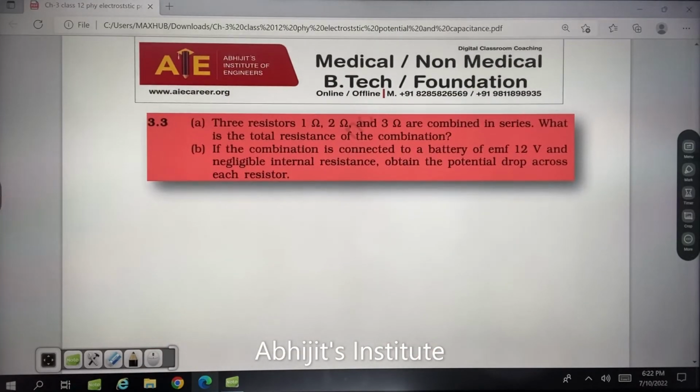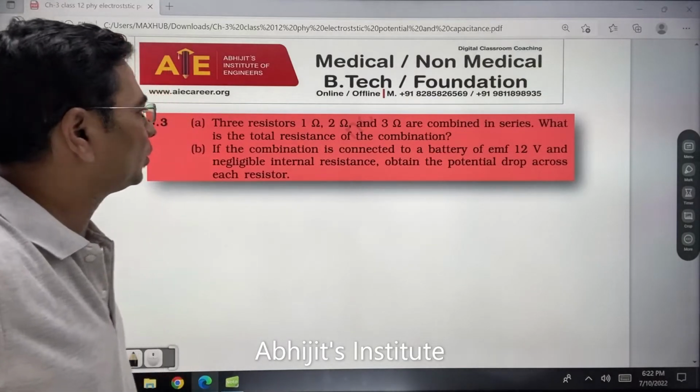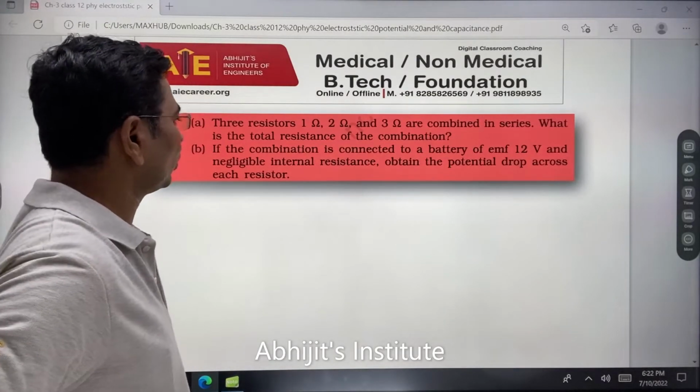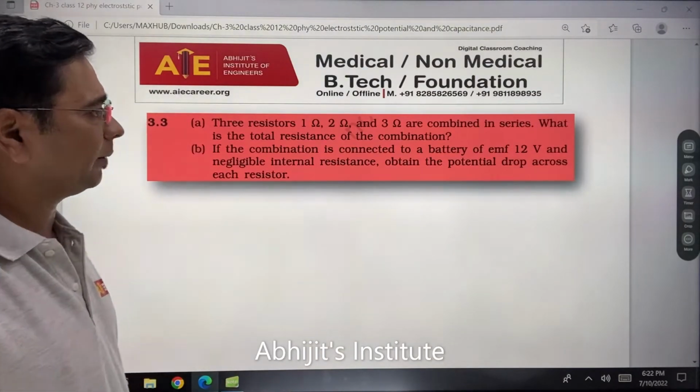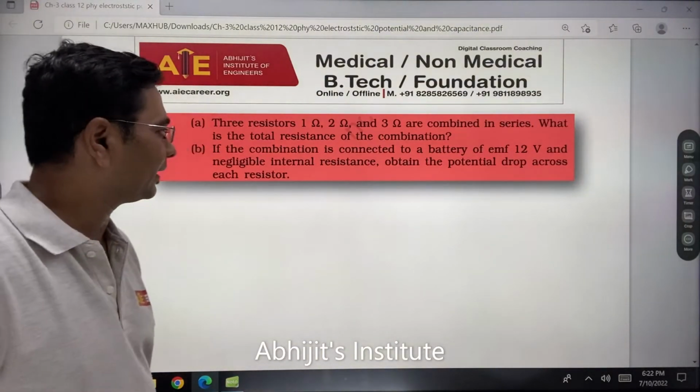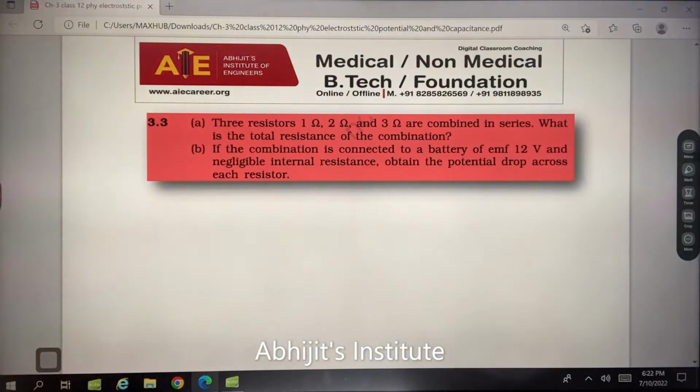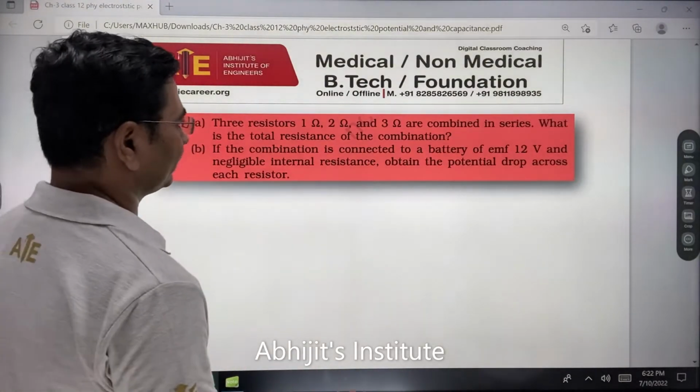So you have got 3 resistances, 1 ohm, 2 ohm and 3 ohm connected in series. What is the total resistance of the combination? This is simple. If the combination is connected to a battery of 12 volt and negligible internal resistance, obtain the potential drop across each resistance. So that is once again simple.